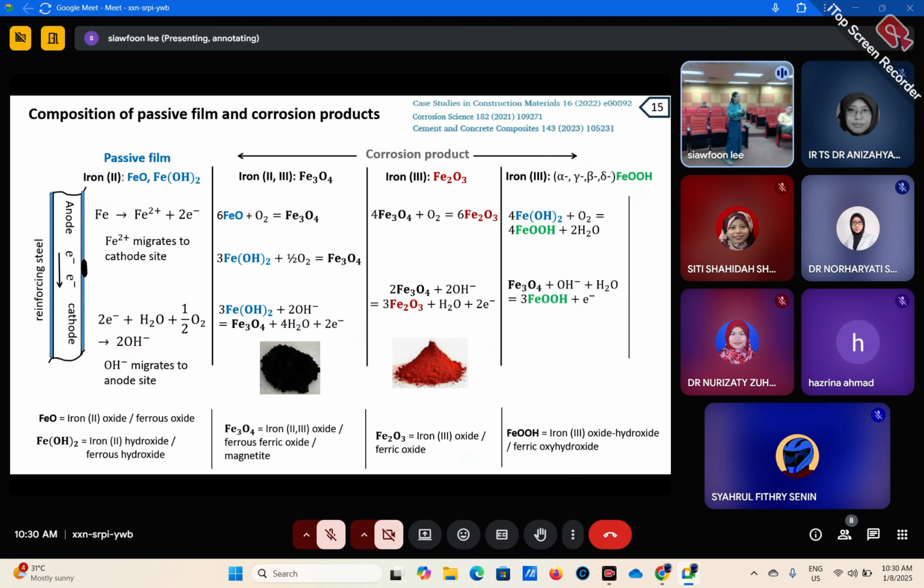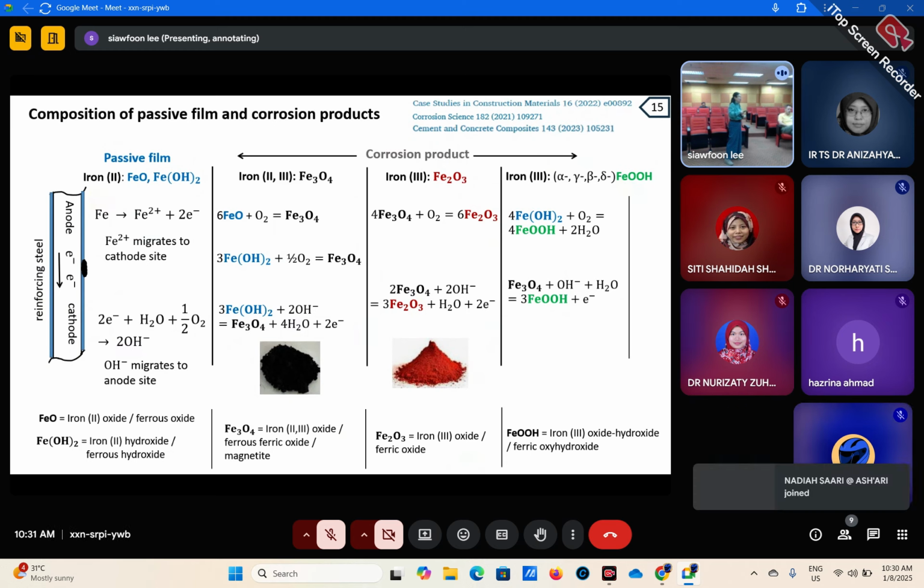So on the anode side, the iron atom will dissolve and form ferrous ion and electrons. And then the electrons will flow through the steel and go to the cathode side. And on this cathode side, the electrons will meet with the water and the oxygen and form hydroxyl ions. And this hydroxyl ion will mix with the ferrous ion when there is a layer of moisture or solution, and here they will form the passive film.